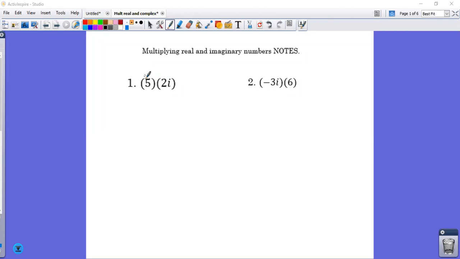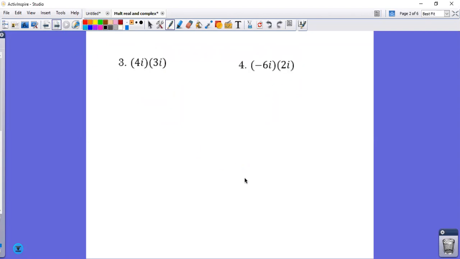All right, so if you're multiplying a real times an imaginary, you just multiply the 5 times 2, 10i. So just multiply the numbers and keep the i. And if you are multiplying negative 3i times 6, that would be negative 18i. So straightforward, real times imaginary, just multiply the numbers.